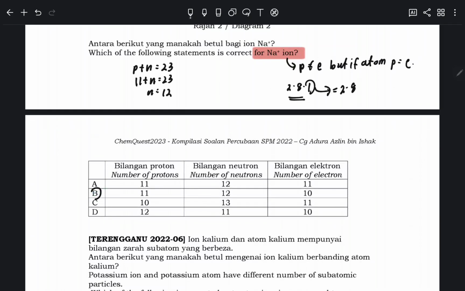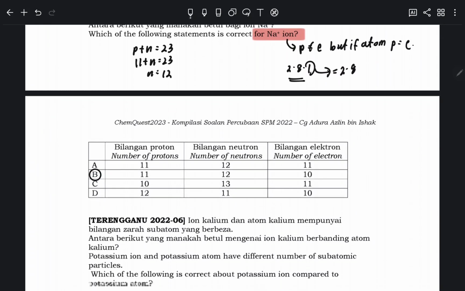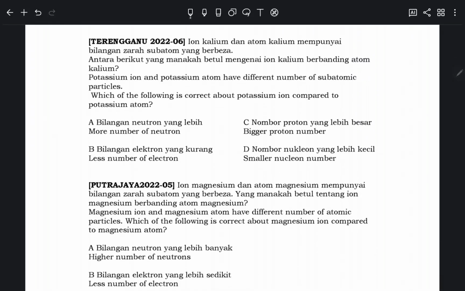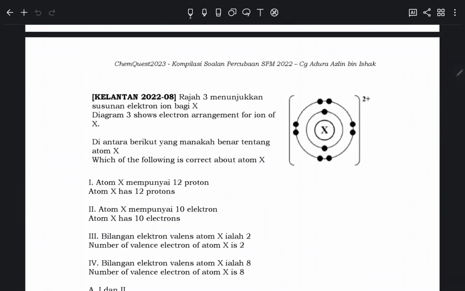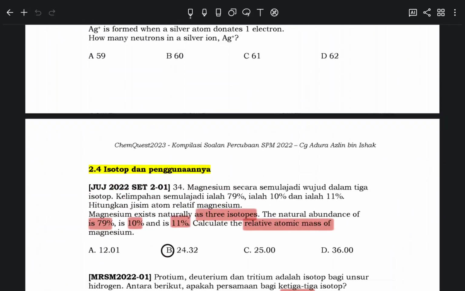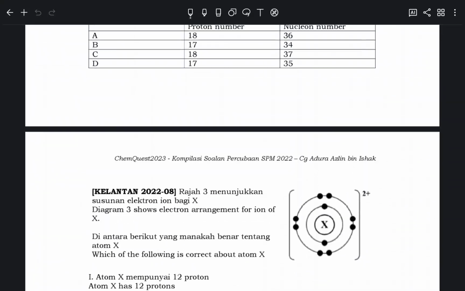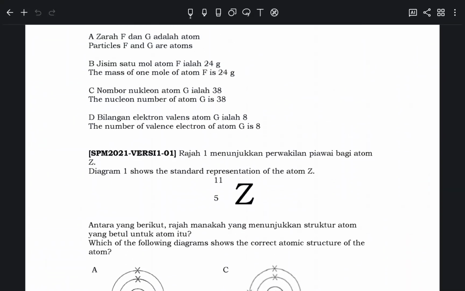Okay, this one. Now Terengganu. Okay, we still have a lot of questions to do, but I know it will be really interesting for us. Okay, so wait.